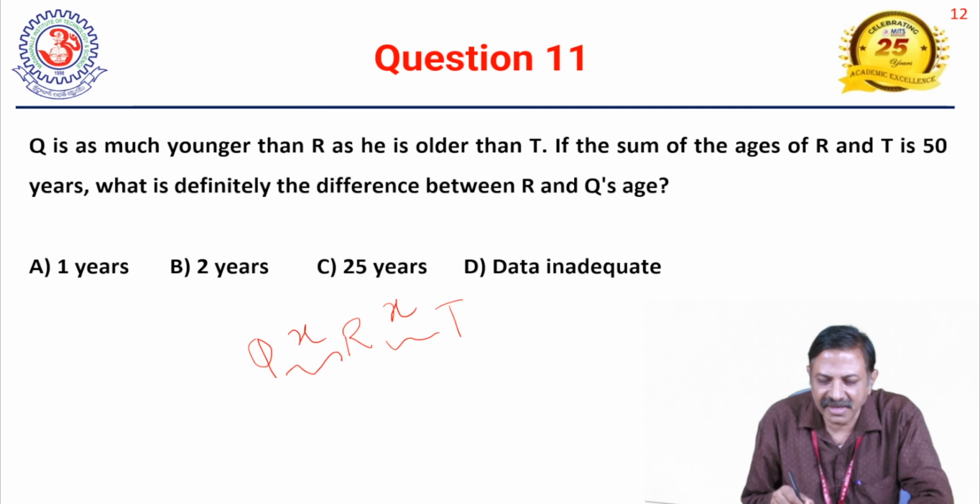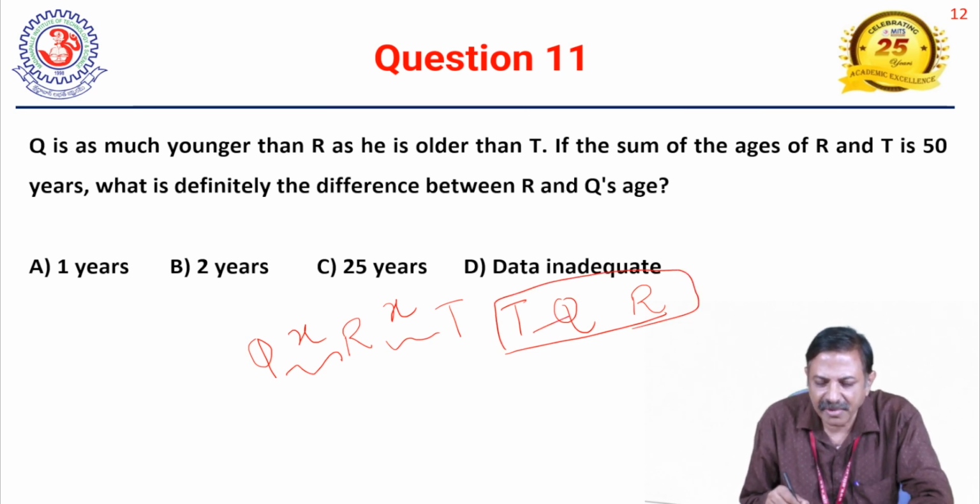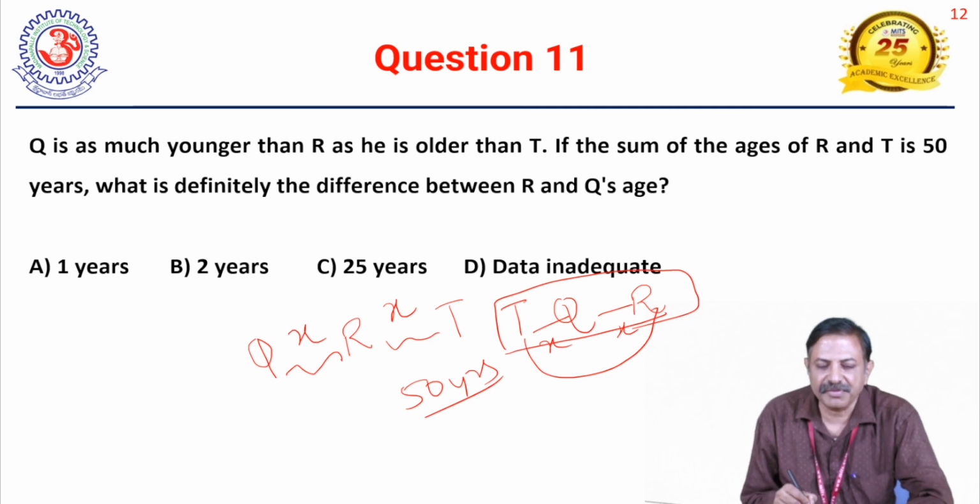Or we can write like this. Q is as much younger to R as he is older to T. Suppose Q will be in the center. Like this we can take it now, so that you'll understand in a clear way. Now, the gap between T and Q is X. The gap between Q and R is X. Sum of the ages of R and T is 50 years.